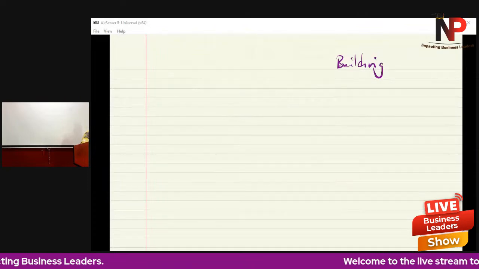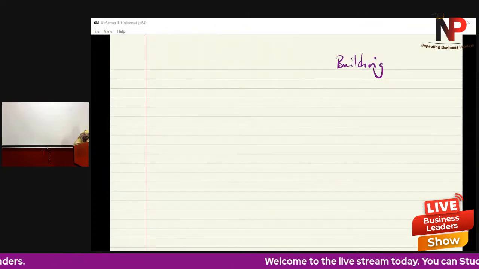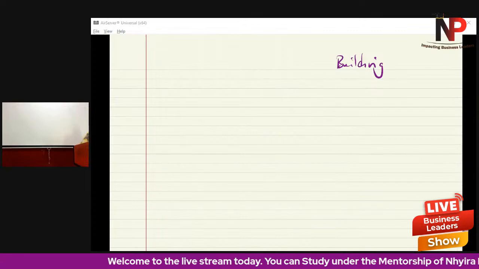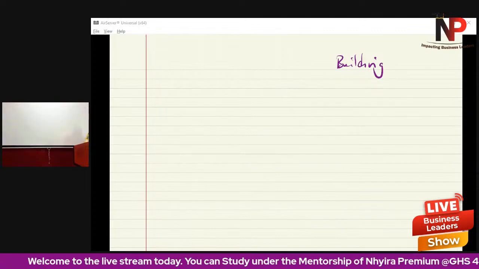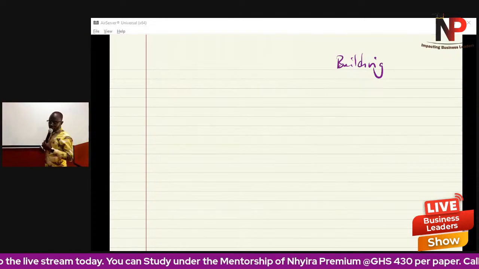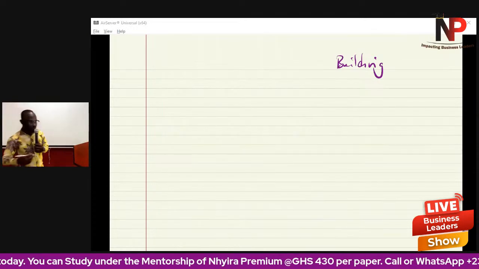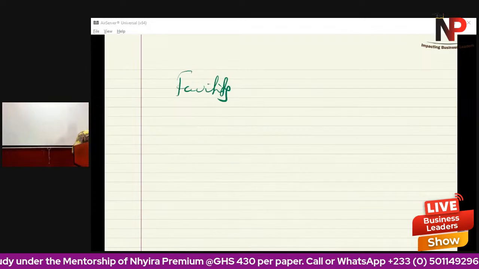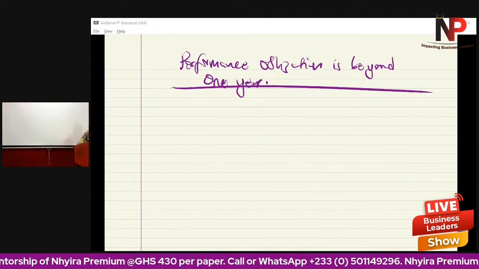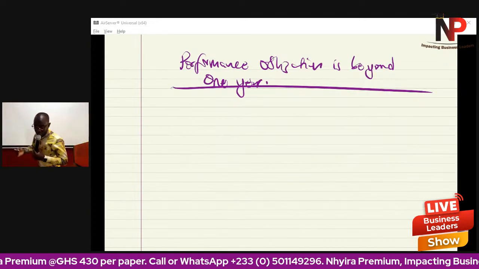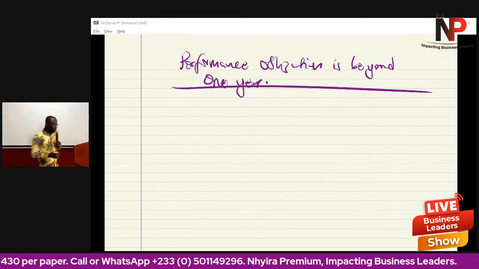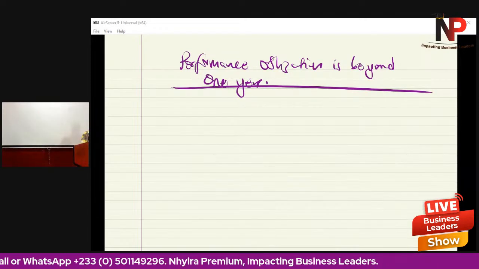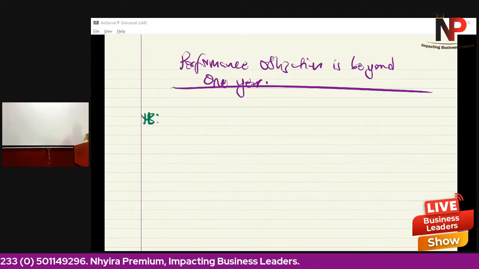So we are constructing a building, and the building takes 5 years, or maybe 2 years. These days, they don't take a longer time to finish a building. But we need to measure the revenue. How much revenue do we recognize? This is the rule. Where the performance obligation is beyond one accounting year, usually revenue will be recognized based on the percentage of completion.